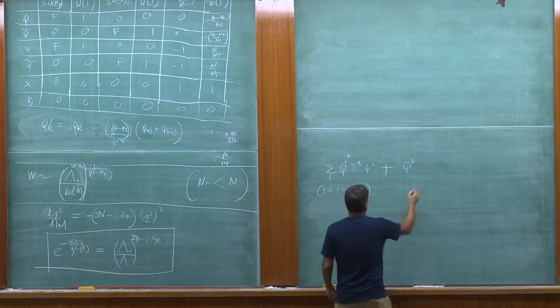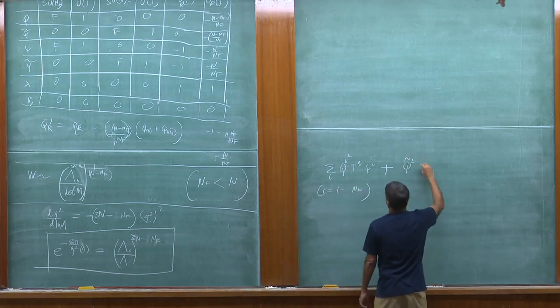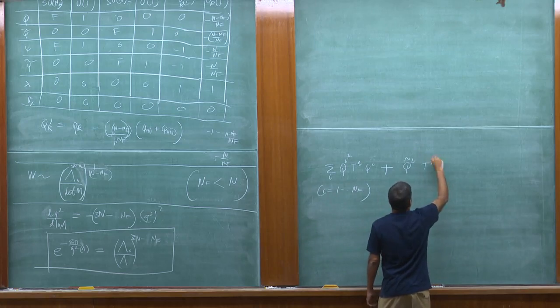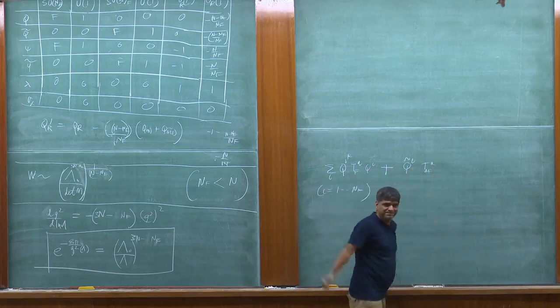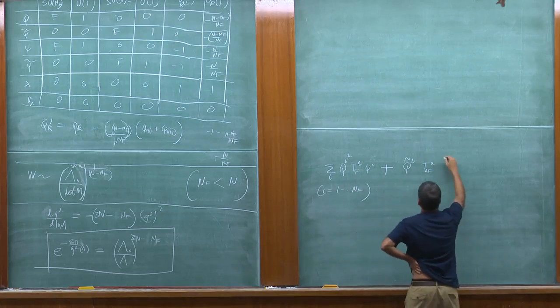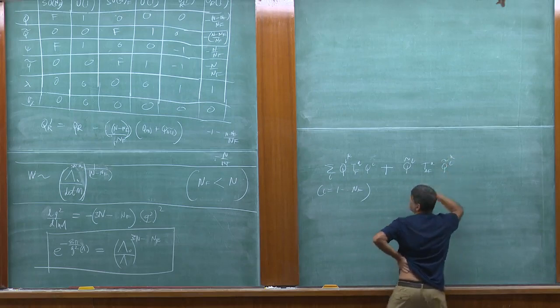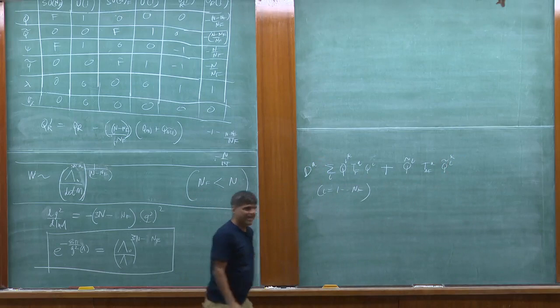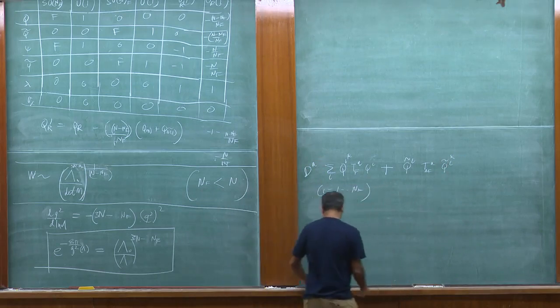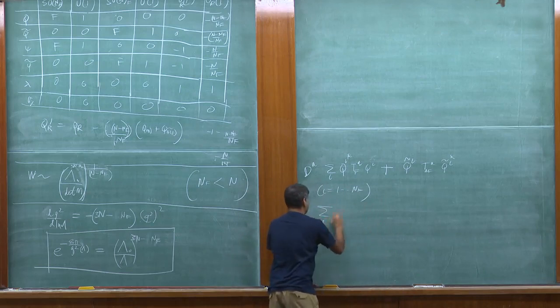Okay, plus some Q tilde T^A, so this is T^A of the anti-fundamental, Q tilde_i star. This was D^A. Okay, and then our full potential in the classical theory was the sum over A of D^A squared.